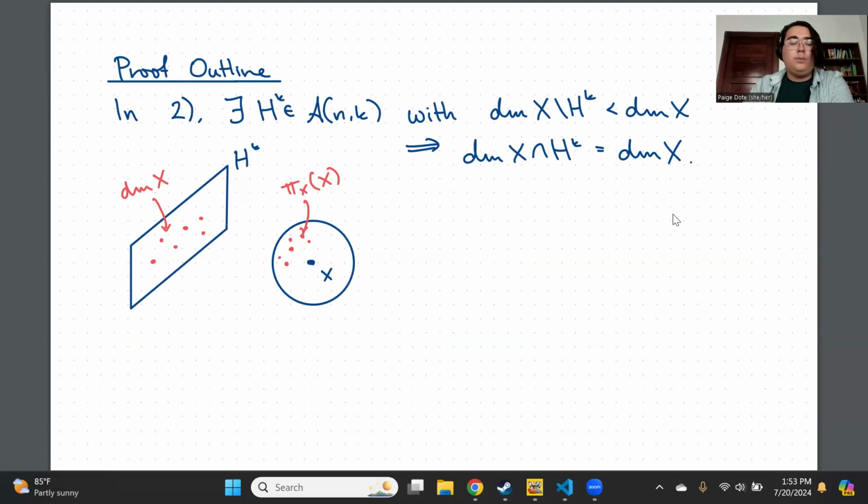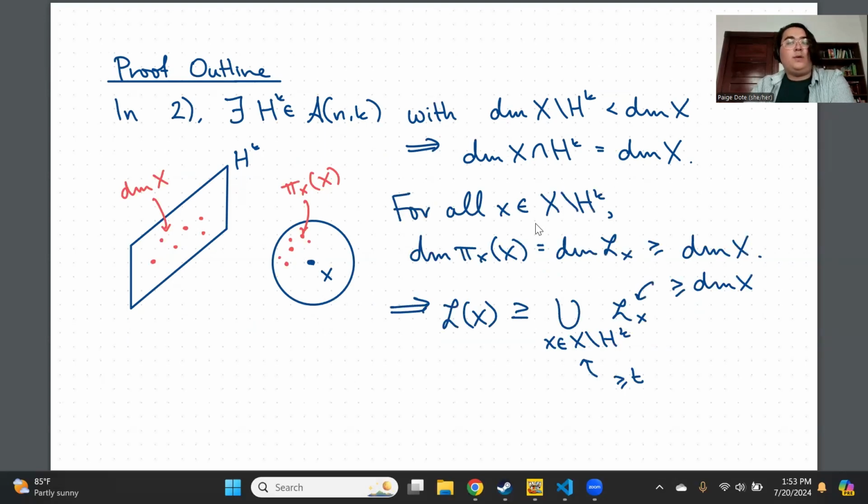It's dim X dimensional. Not only that, we also know that for every X that's not contained in this K-plane, the dimension of the radial projection of this K-plane onto the sphere around X is as large as it can be. It's a Lipschitz map locally. So therefore, the dimension of the radial projection is equal to the dimension of the set of lines through a point X, which is at least, and therefore equal to, the dimension of X.